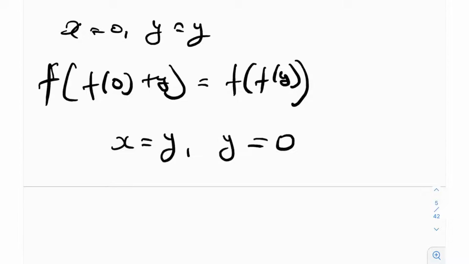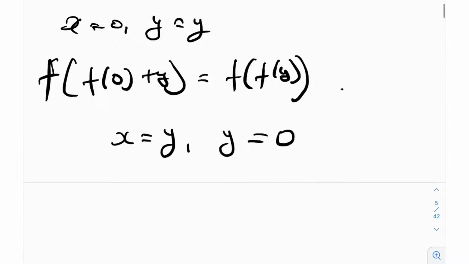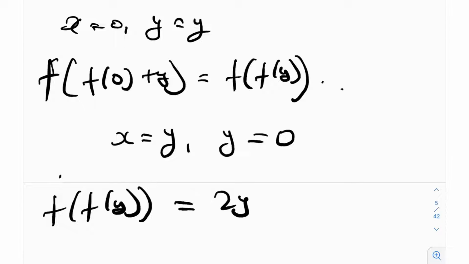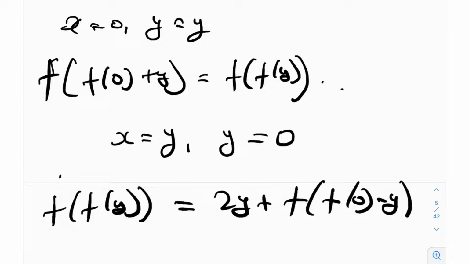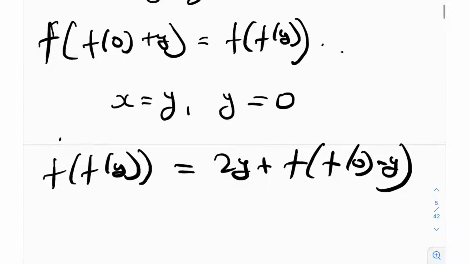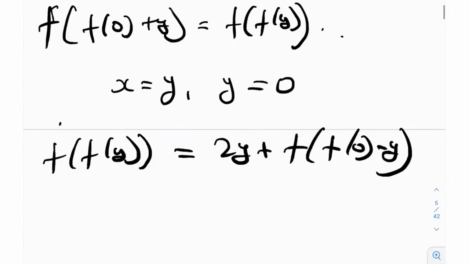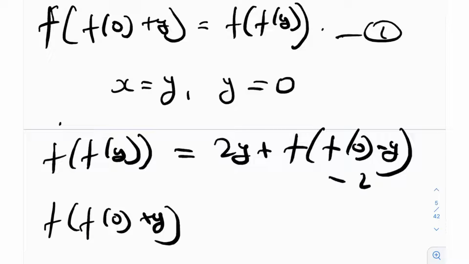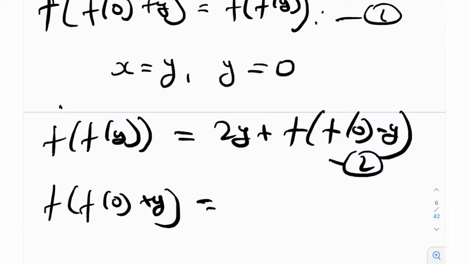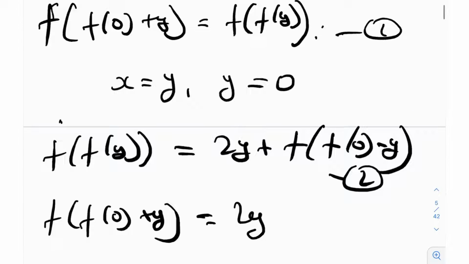The idea is that I'll get something similar to this and you'll actually see how. So I'll get f of y, and y is 0 obviously. So you see that this and this are actually the same, is equal to 2y plus f of 0 minus y. Right? So essentially what I can conclude from this is, if I label this equation number 1 and equation number 2, the right hand side and the left hand side are equal, so f of 0 plus y is equal to 2y plus f of 0 minus y.